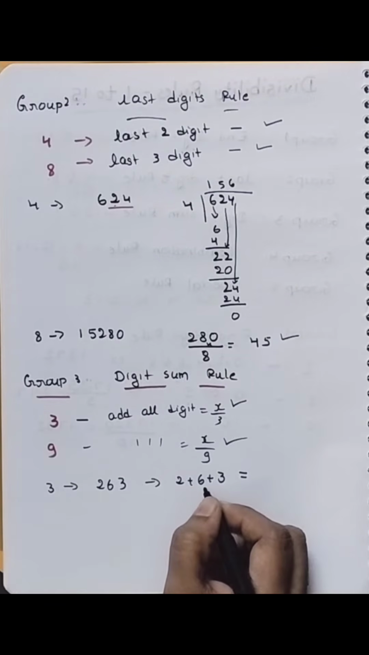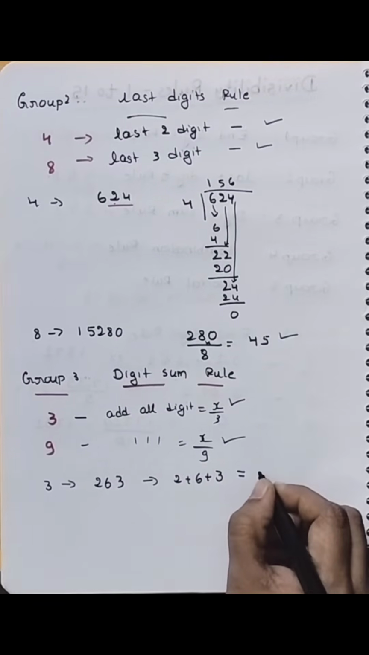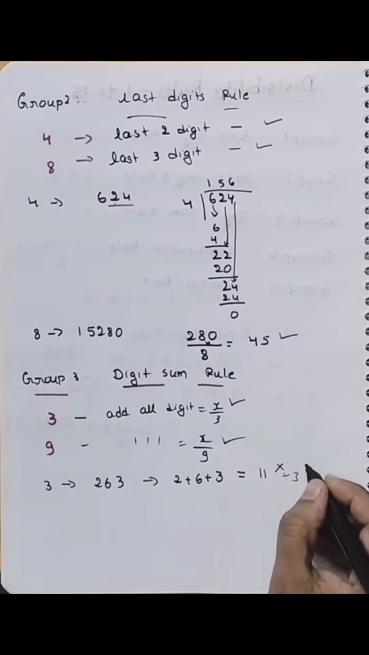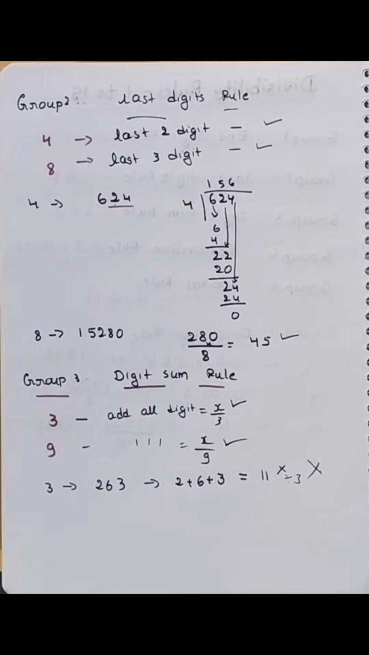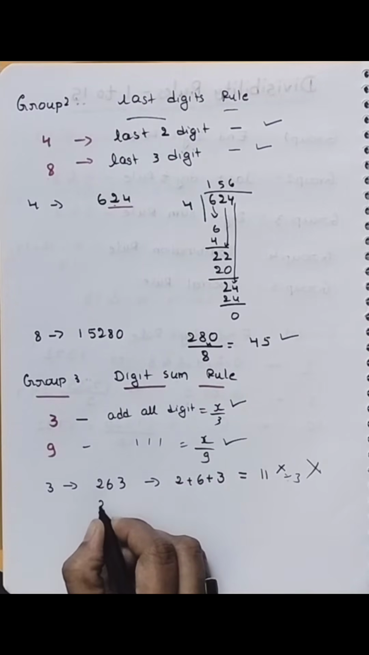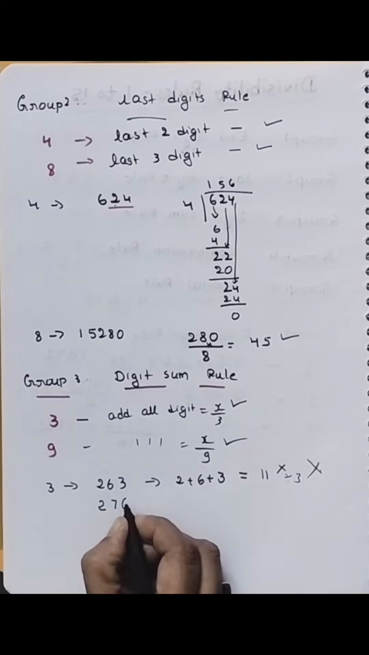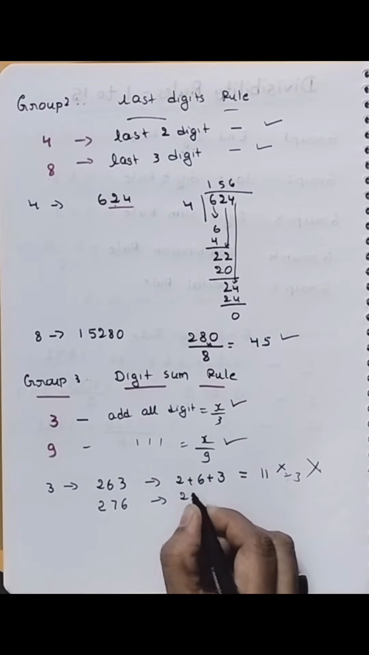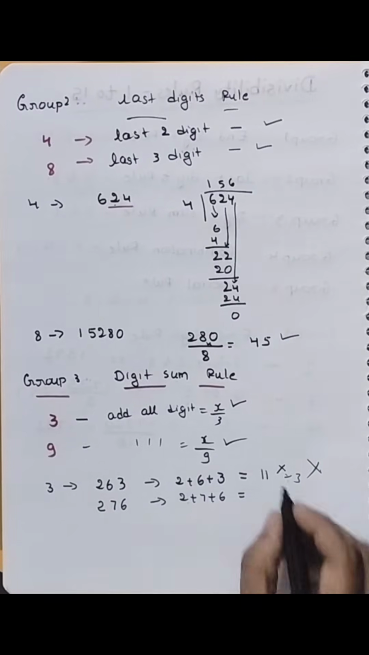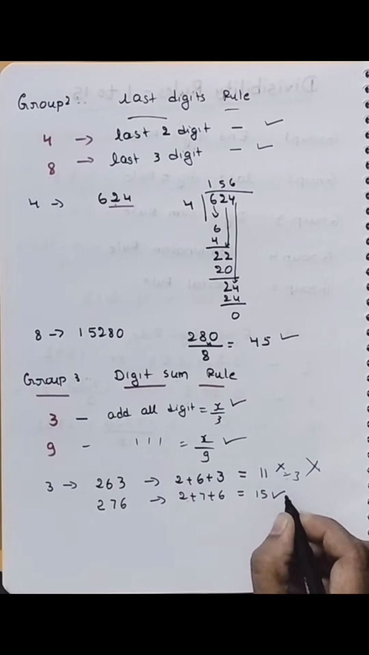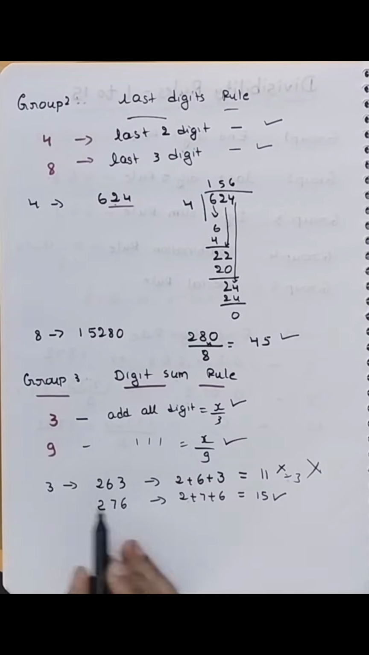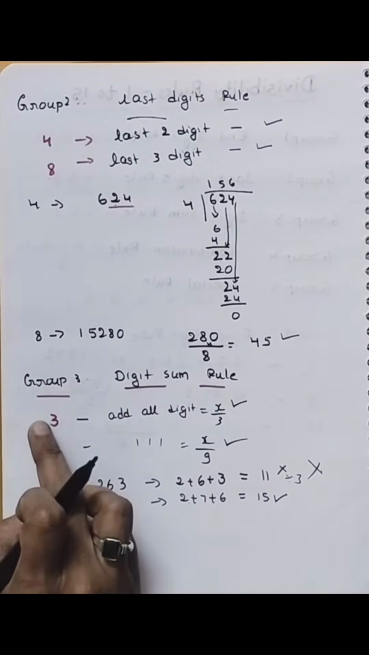So 2 plus 6 is 8, 8 plus 3 is 11, which is not divisible by 3, so this number will not go with the 3. Similarly, if you consider another number like 276, 2 plus 7 plus 6: 2 plus 7 is 9, 9 plus 6 is 15, and 15 goes with the 3, so 276 is divisible by 3. This is how we check whether the given number is divisible by 3 or not.